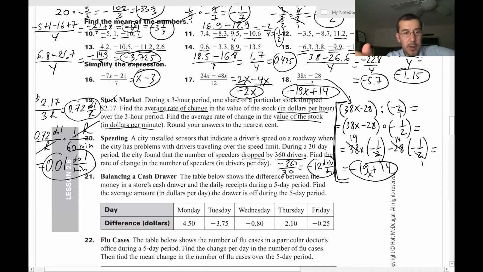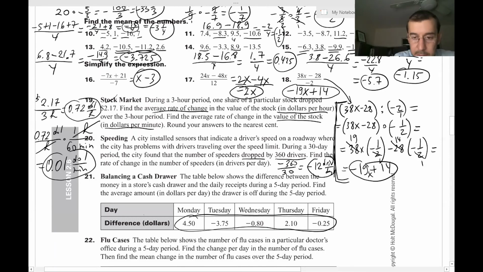21, balancing a cash drawer. The table below shows the difference between the money in a store's cash drawer and the daily receipts during a 5-day period. Find the average amount in dollars per day the drawer is off during the 5-day period. So we have to add these up and then divide by 5.